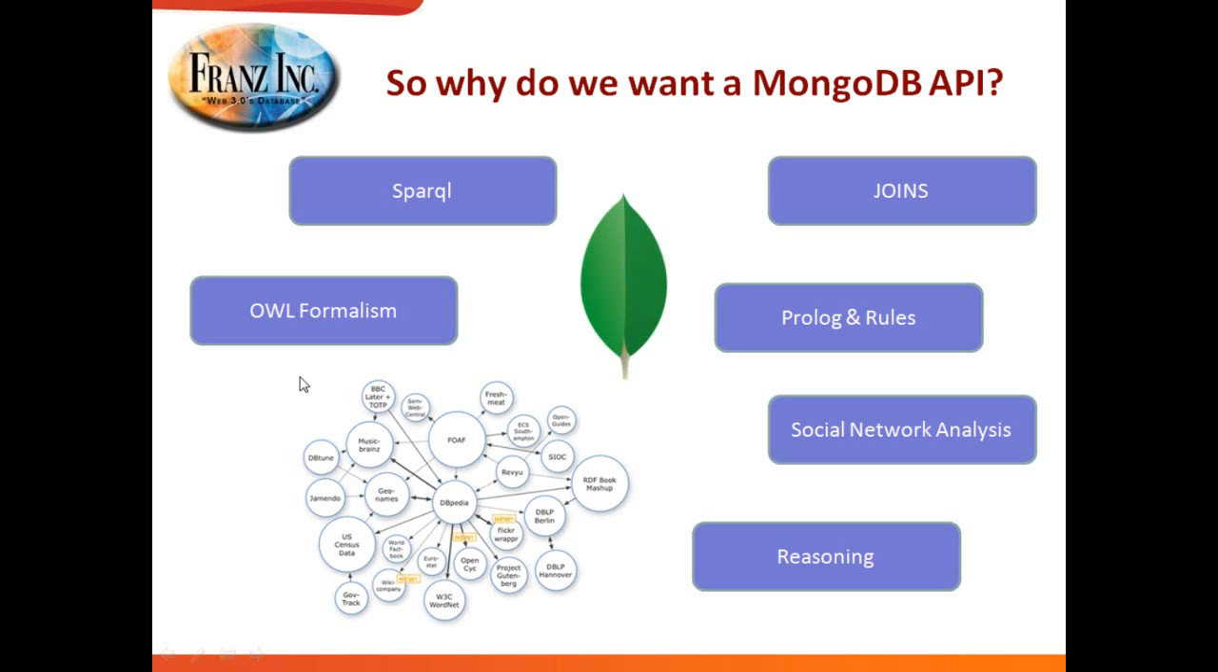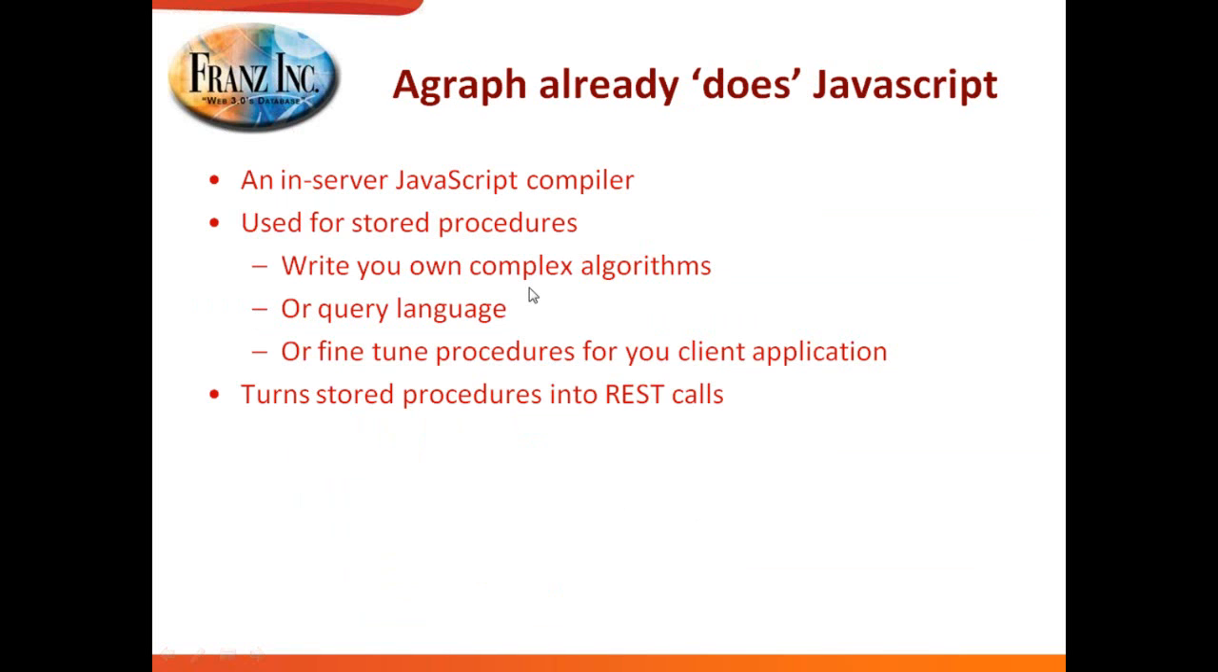Now, for us actually adding a MongoDB API was very straightforward, because AllegroGraph already has an in-server JavaScript compiler. We wrote it about 2 years ago, and people use it to write stored procedures. In some cases you want to write your own complex algorithms because you can't do it with SPARQL, or you want it to be super fast, and you want to tailor it to your needs.